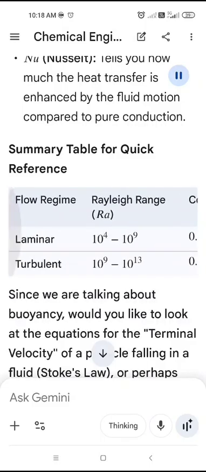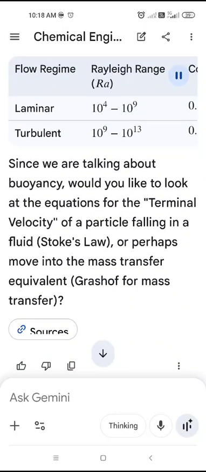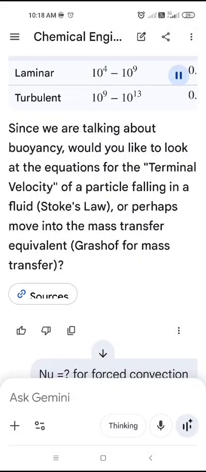Since we are talking about buoyancy, would you like to look at the equations for the terminal velocity of a particle falling in a fluid, Stokes' law, or perhaps move into the mass transfer equivalent, Grashof for mass transfer?